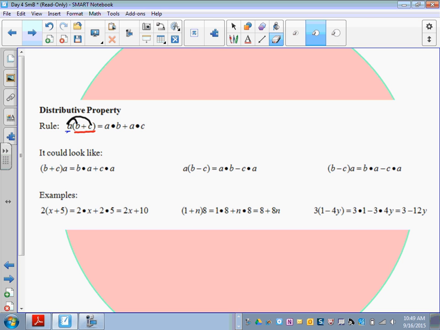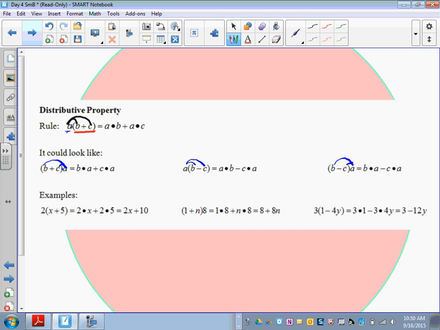And also, the number that's being multiplied, A times the quantity B plus C, might be written after our parentheses. So we might have to distribute them this way. Same idea, we are still distributing the A to both pieces. And then again here, A times B minus A times C.